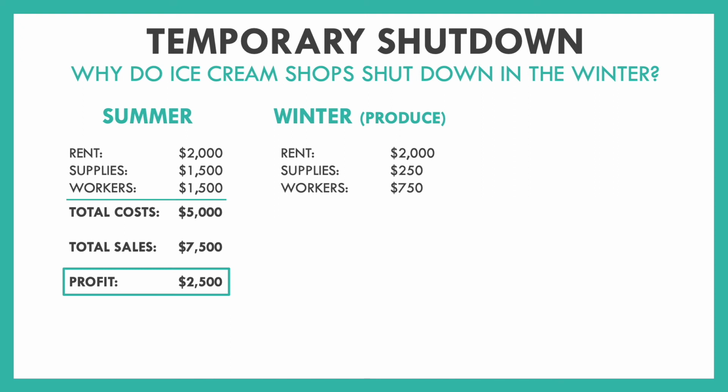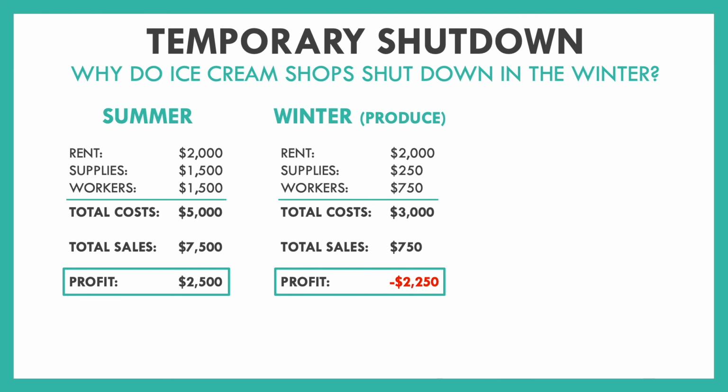They know the demand is going to decrease during the winter, so they don't need as many inputs or workers, whatever it might be. So we see the total cost in the winter is $3,000. But remember, not a lot of people like buying ice cream in the winter. And so let's say your total sales that week are only $750. Well, what you notice is you actually lose money, right? You lose $2,250 in profit. And we see sometimes that it might not even be worth it to continue producing. Sometimes it's better just to shut down.